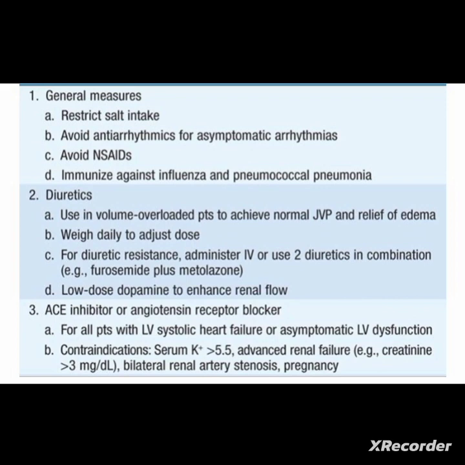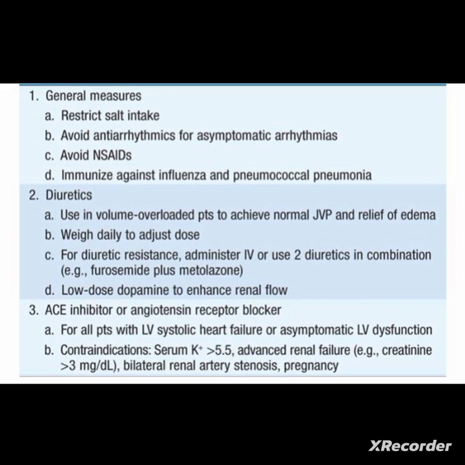Then the main management is diuretics, especially used in a volume overloaded patient to achieve normal JVP, jugular venous pressure, and relief of edema. Then we have to assess the daily weight. Then for diuretic resistance, administer IV or use two diuretics in combination, that is furosemide with metolazone. Usually we give Lasix, but if it is not useful, then we can give combination drugs.